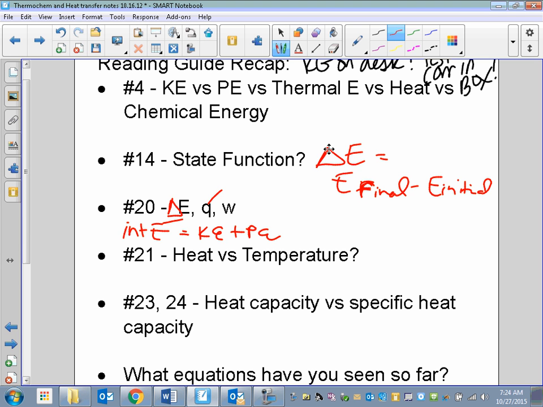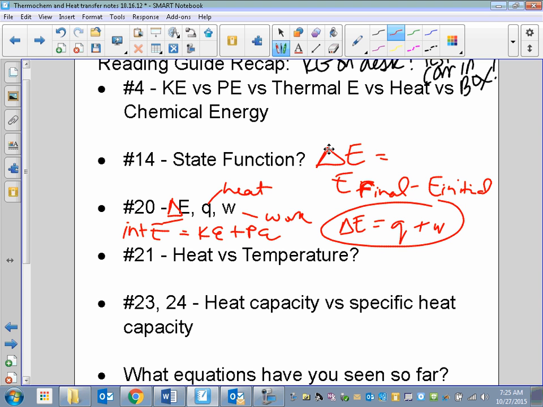Q stands for heat transfer. Okay, so that's heat. And then W is work done. And then the equation is delta E equals Q plus W. You guys saw this, yes, in your book and your reading. This is an equation we're going to use a lot today, specifically on one of the problems that we'll hopefully start.